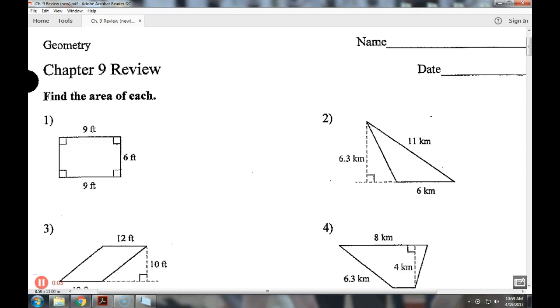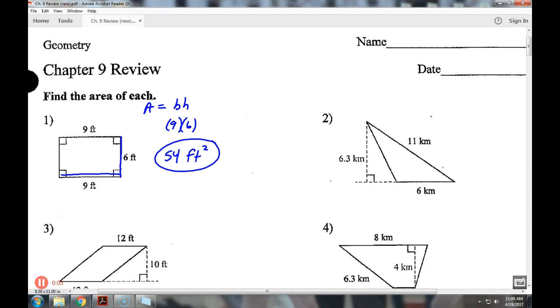Alright, so starting with number 1, find the area of each. The biggest thing is knowing the area formulas. So the area for this is base times height, which 9 is the base and 6 is the height. So this would be 54, and then whenever you're dealing with area, it's always square units, so square feet.